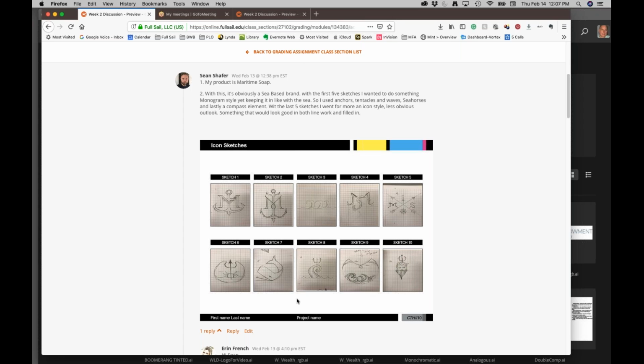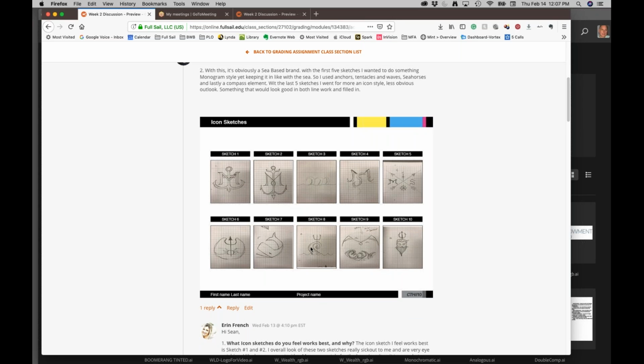And then, I love this. The Kraken holding up the trident. Do that. 1, 8, and 10. Those are the 3 I want you to go to the next level with.